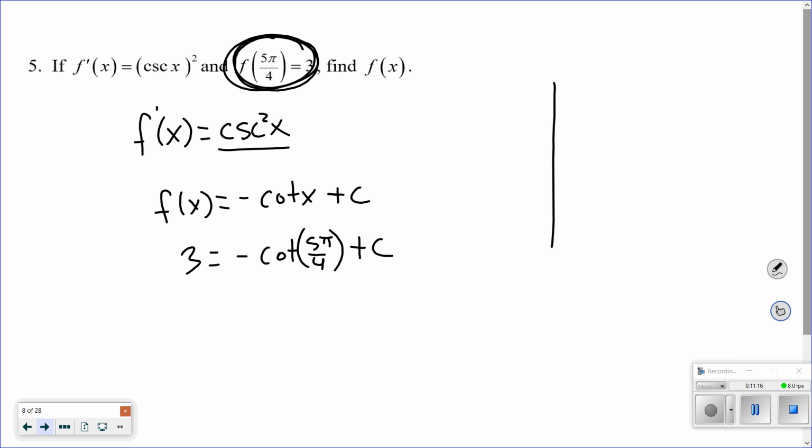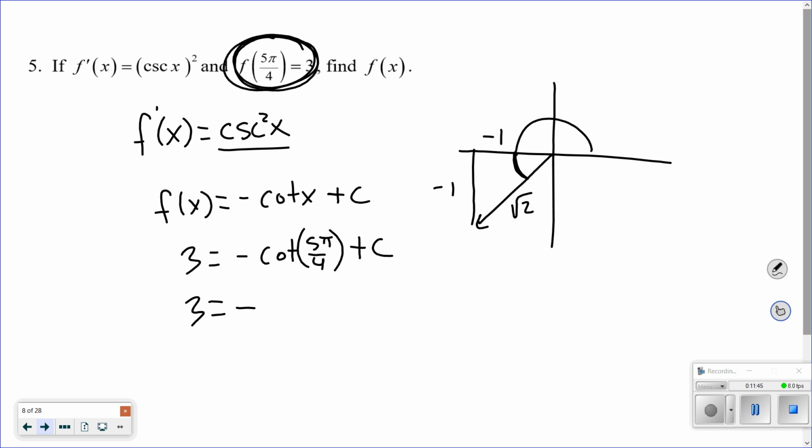I need to draw my reference triangle. 5 pi over 4 is 1 and 1/4 pi. It's right there. So this is 1/4 pi, which is 45 degrees. 45 degrees is 1, 1, square root of 2. Make sure you got the signs right. I'm going to the left, so the x is -1. I'm going down, so y is -1. Cotangent, tangent is opposite over adjacent, so cotangent is adjacent over opposite. Either way, it's -1 over -1. So you get 3 equals a negative, and this part right here comes out to be 1, right? -1 over -1. Add the 1 over.